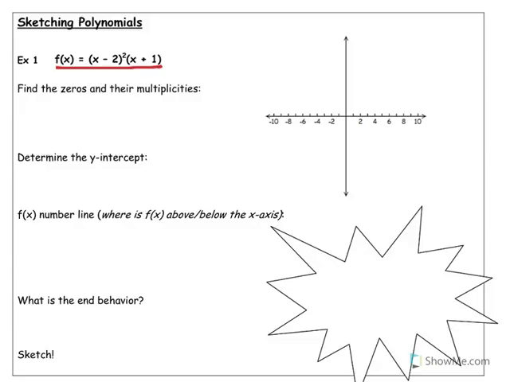And so if we're looking at the function f of x equals (x minus 2) squared times (x plus 1), in order to sketch these polynomial functions, we're going to look at four important aspects of it. We're first going to look at the zeros and their multiplicities. We'll look at the y-intercept. We'll look at something called an f of x number line, and we'll talk about this a little bit more. That's going to help me figure out the shape of my graph. And then we're going to look at the end behavior of our function, which we did in Unit 1. And I think you looked at that a little bit on your homework last night, too.